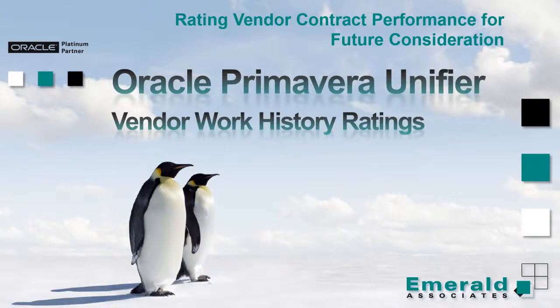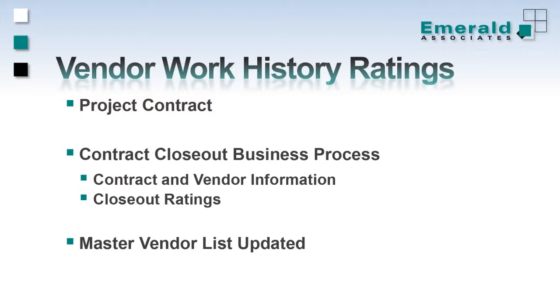Today we're going to look at how vendor contract performance can influence future considerations for that vendor. There's three main parts to this process. There's a project contract. Once this has been approved, a contract closeout business process will be automatically created. The contract and vendor information will be auto-populated into that closeout. The closeout ratings will be given to that vendor based on his contract performance.